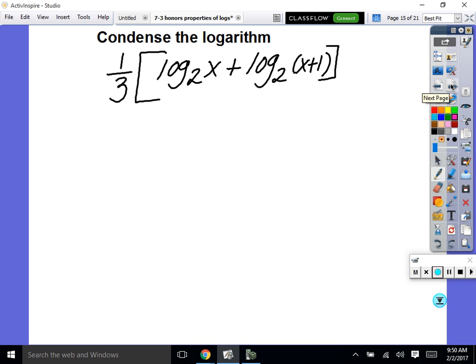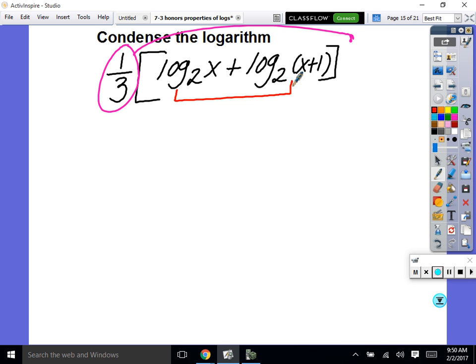We're almost done. Condense the logarithm. So notice 1/3 is multiplied in front, right? So we're going to take this up, and it's going to be up here in the exponent on both. So it's up here technically, right? Okay, so I'm going to work from the inside out, though. I'm going to first focus on this and simplify this first. Log base 2, log base 2.